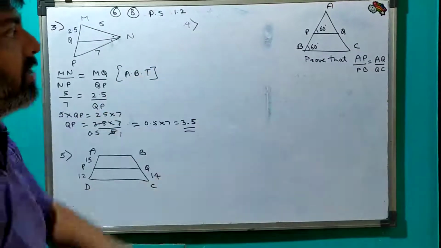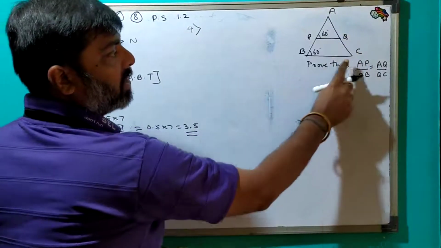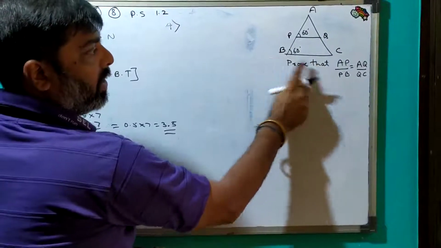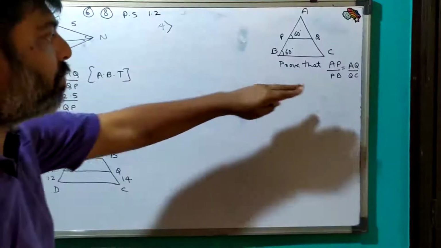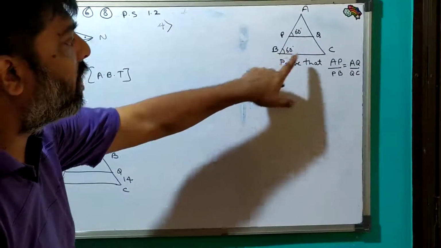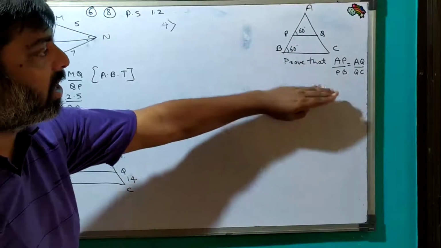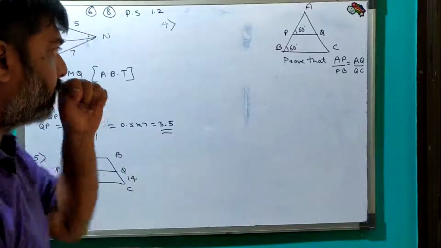Fourth sum, it is basically a proof. We have to prove that in a triangle ABC, AP upon PB is equal to AQ upon QC. If we want to prove this, first I have to prove that PQ and BC are parallel. If PQ and BC are parallel, then I can get this by doing BPT.